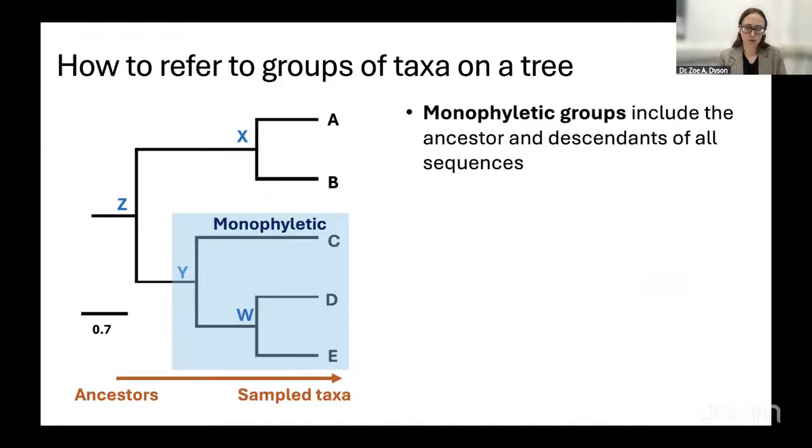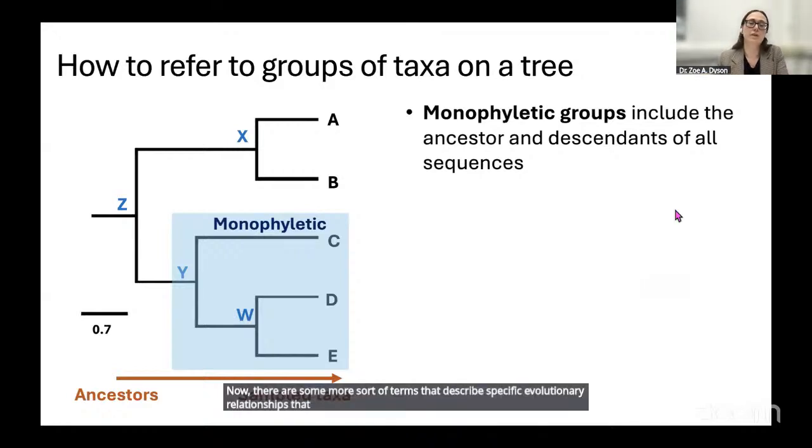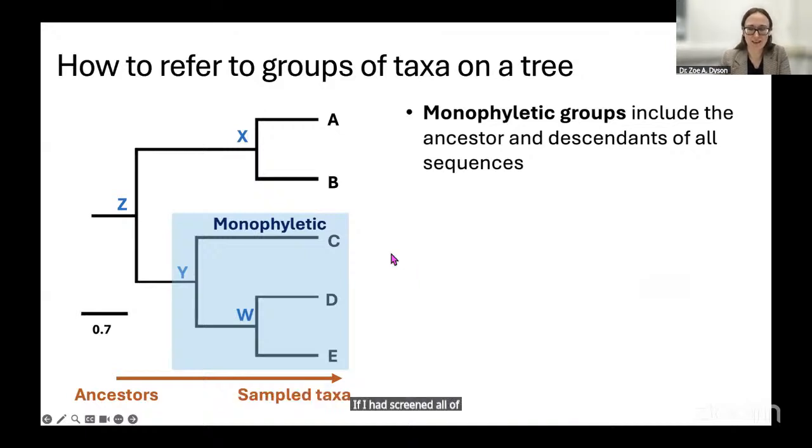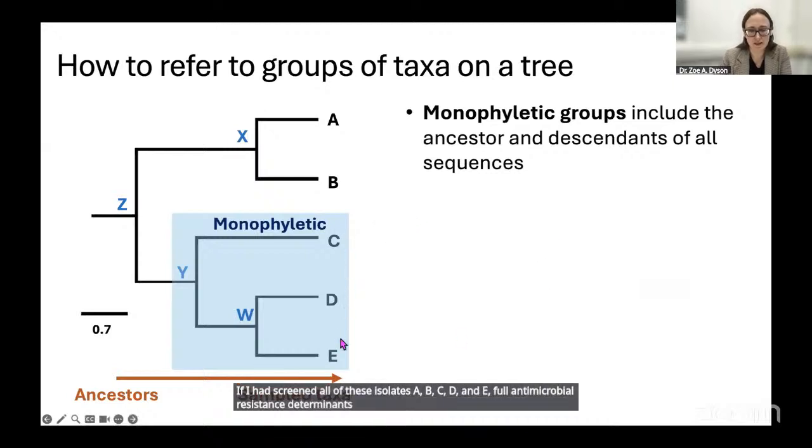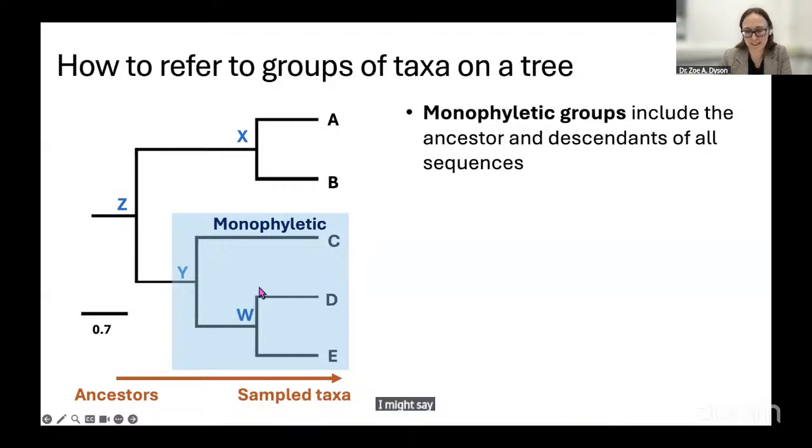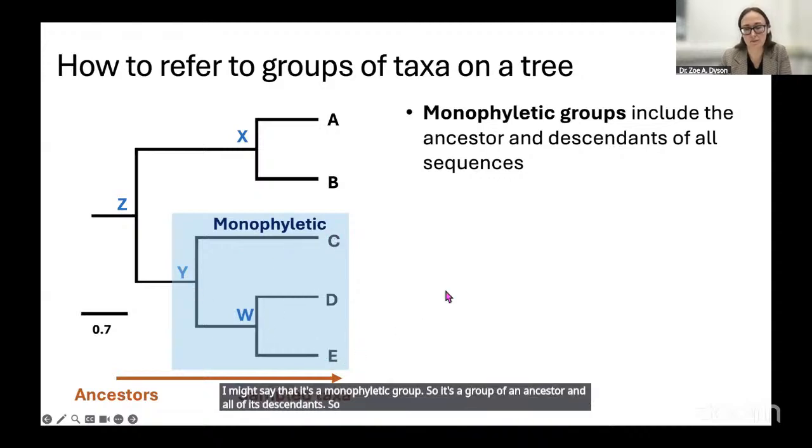Now, there are some more terms that describe specific evolutionary relationships that you might also want to use. So, for example, if I had screened all of these isolates A, B, C, D, and E for antimicrobial resistance determinants, and I found that these three isolates, C, D, and E, shared an antimicrobial resistance gene, if I wanted to talk about just that clade, I might say that it's a monophyletic group. So it's a group of an ancestor and all of its descendants, so Y, W, C, D, and E.